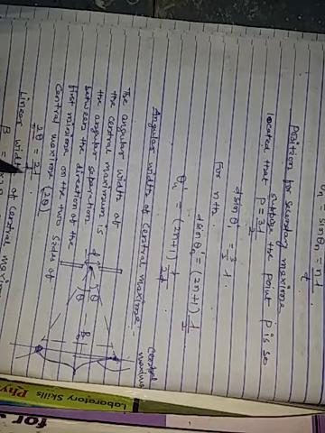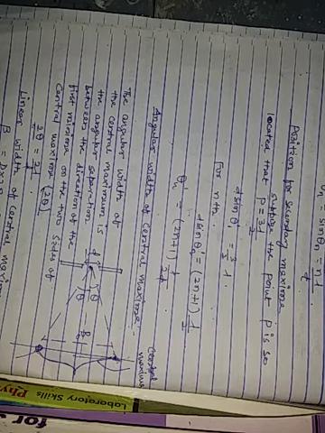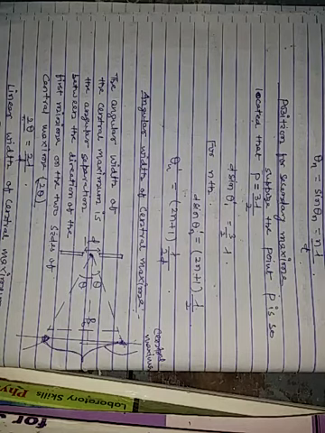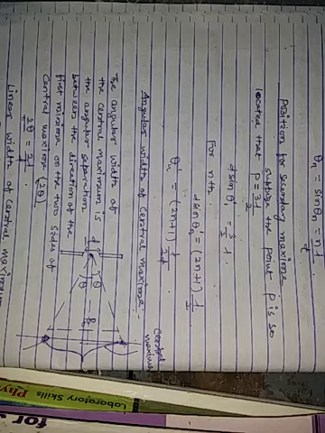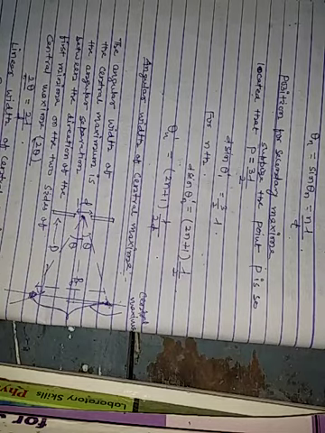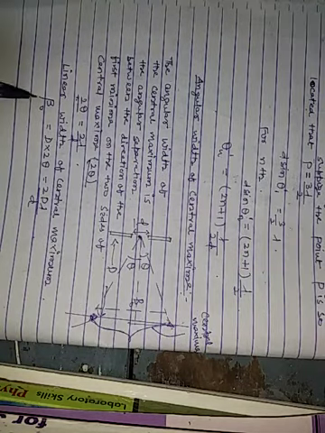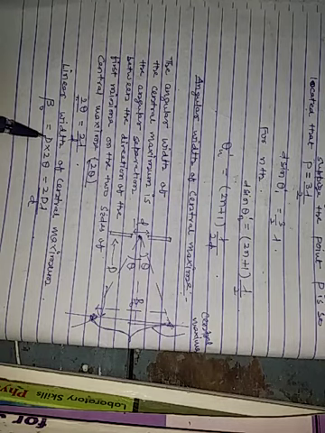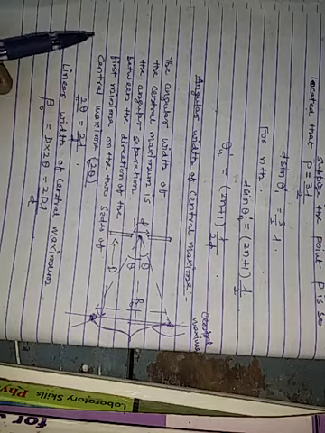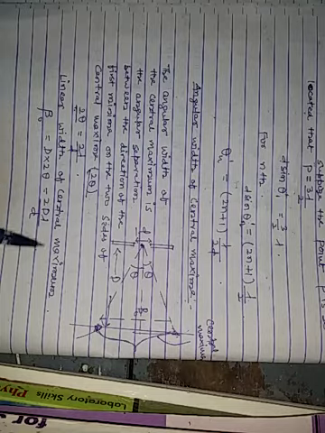So 2 theta is equal to 2 lambda by D, as theta is equal to lambda by D. And the linear width of central maxima beta 0 is equal to D into 2 theta, where D is the distance between the screen and the slit. So beta 0 is equal to 2 D lambda by d. It is the linear width of central maxima.